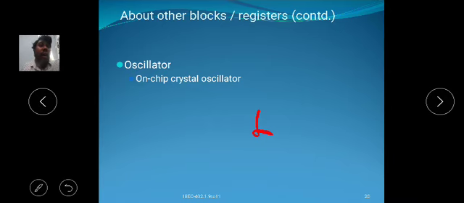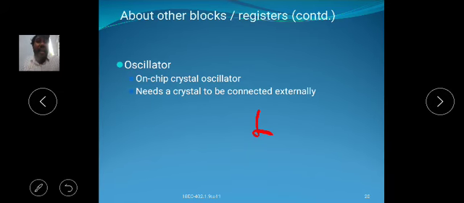The oscillator is the on-chip crystal oscillator. It needs a crystal to be connected externally. The on-chip crystal oscillator needs a crystal to be connected externally.